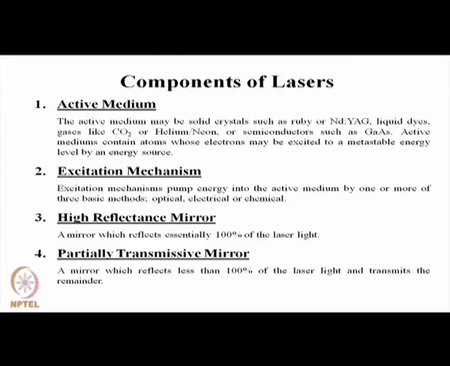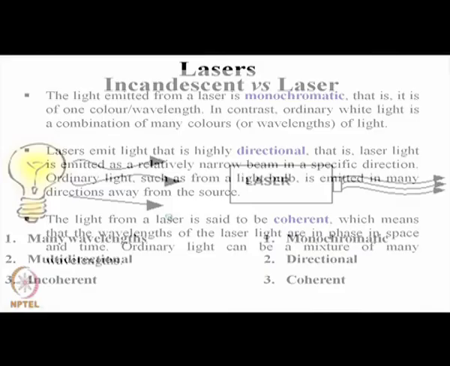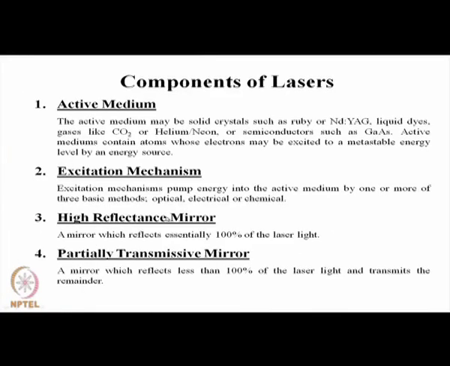Active medium, the first one is called the active medium. Let us go back to this picture. This is the active medium. It may be like helium neon, as I have shown over there, a mixture of helium neon. It may be ruby. It may be neodymium yttrium aluminium garnet crystal, maybe liquid dye, or gases like carbon dioxide, or like helium neon, or maybe semiconductor like gallium arsenide.